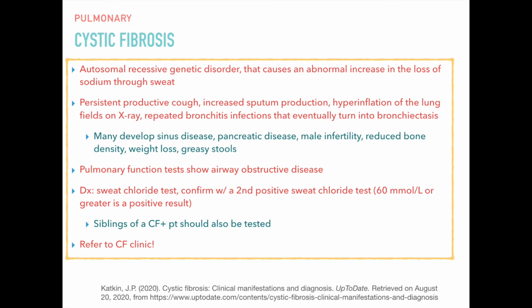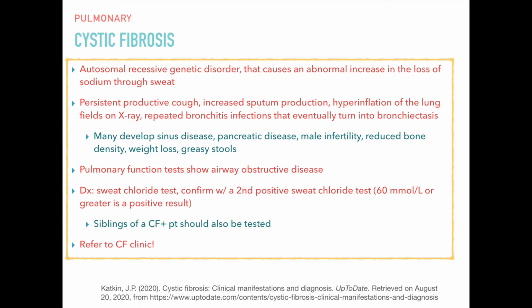So cystic fibrosis is an autosomal recessive genetic disorder that causes an abnormal increase in the loss of sodium through sweat. These patients will have symptoms like a persistent productive cough, increased sputum production, hyperinflation of the lung fields can be seen on x-ray, and repeated bronchitis infections that eventually turn into bronchiectasis, which is permanent lung damage to the bronchial tubes. So this is a really horrible disease. Many also develop things like sinus disease, pancreatic disease, male infertility, reduced bone density, weight loss, greasy stools, all of these things. It is a multi-system disease.